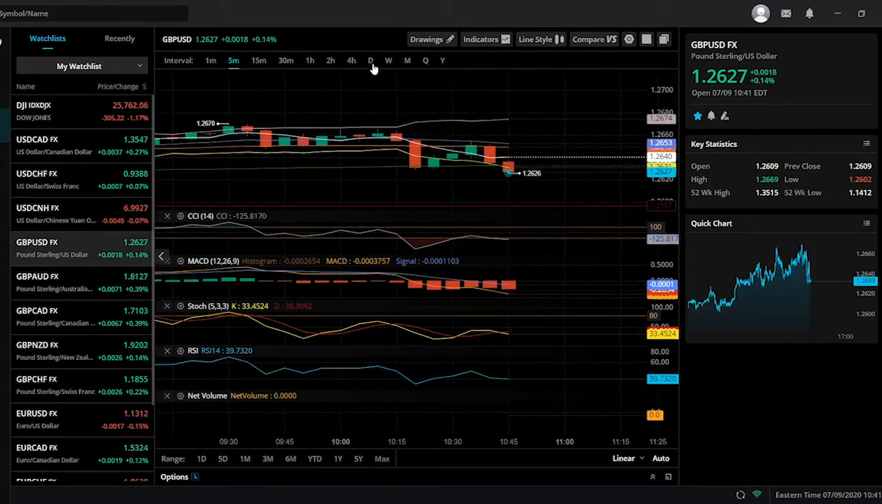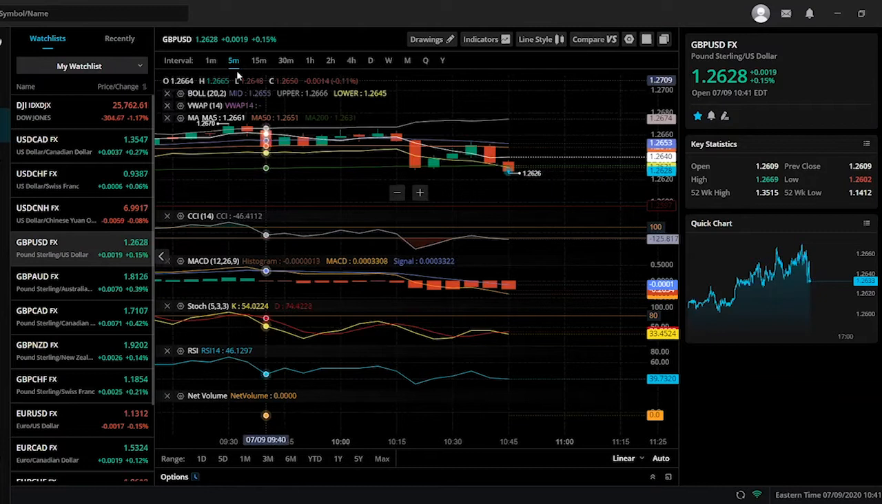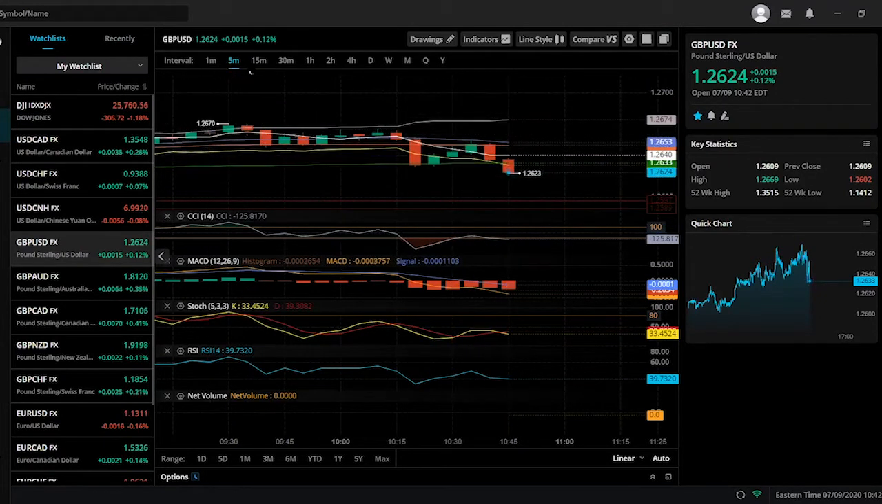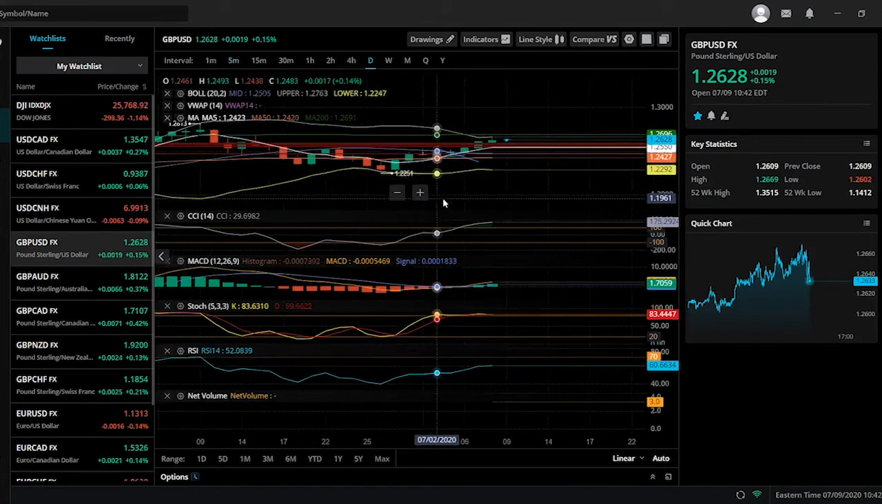So you'd want to come to your daily candles up here, okay? The candles are all different time frames, okay? So you have your 1 minute, 5 minute, 15, 30, 1 hour, 2 hour, 4 hour, daily, weekly, monthly. So the longer time frame you go, we can see the pattern that the Great Britain USD has been in for the past couple of days, okay?